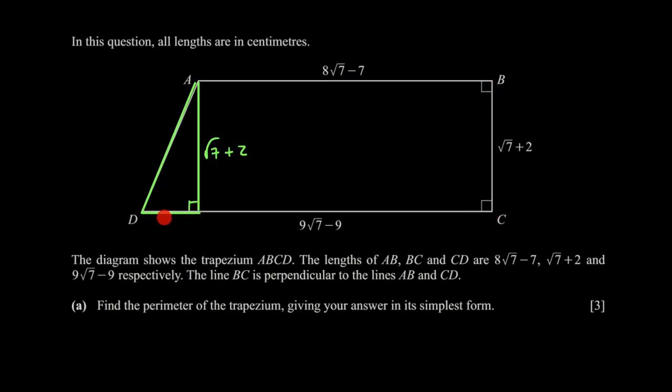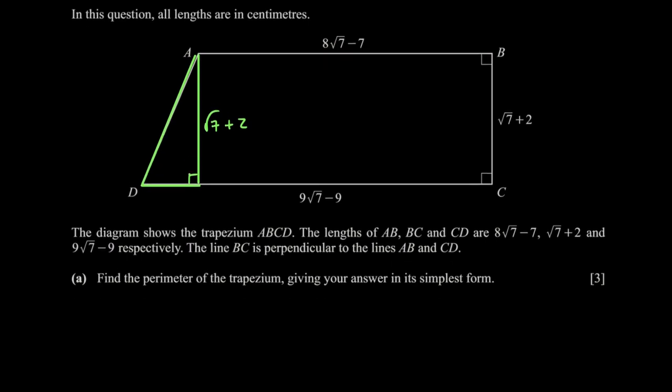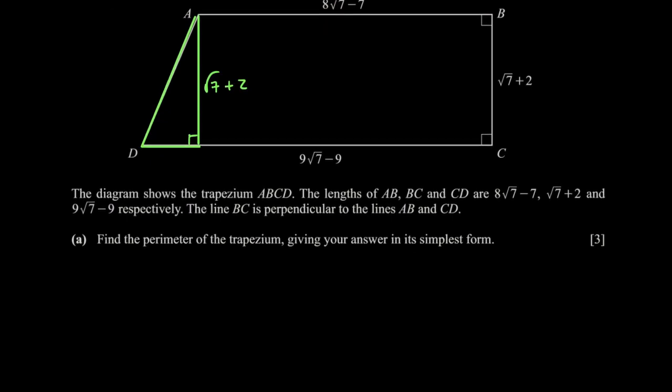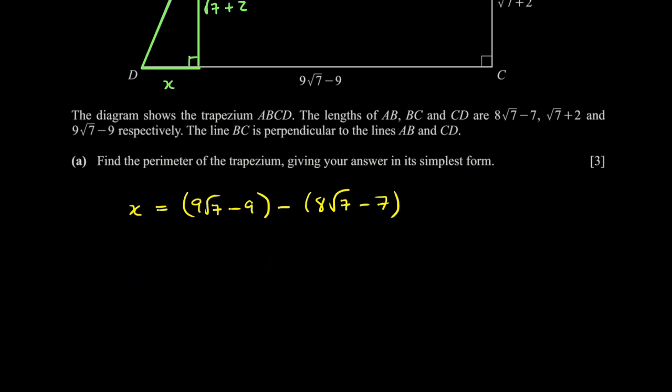But what's this length here going to be? Well, it's going to be the whole 9 root 7 minus 9 minus the 8 root 7 minus 7. Now, I think we want to be a tiny bit careful about doing this. I'll call that length x. So x is equal to 9 root 7 minus 9, minus 8 root 7 minus 7. The reason I'm using brackets is because a common mistake is to forget that you're doing minus 7 here. So I'm always careful to put the brackets to make sure I don't slip up.